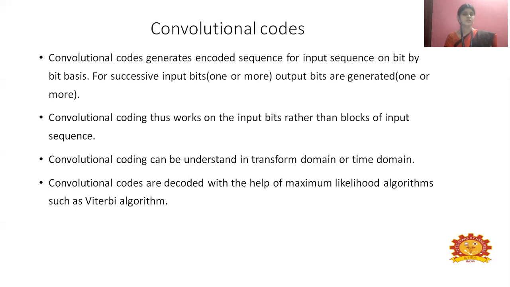In convolutional coding, the input message bits are given to the shift register, and then the output of the shift register is given to a modulo 2 adder.